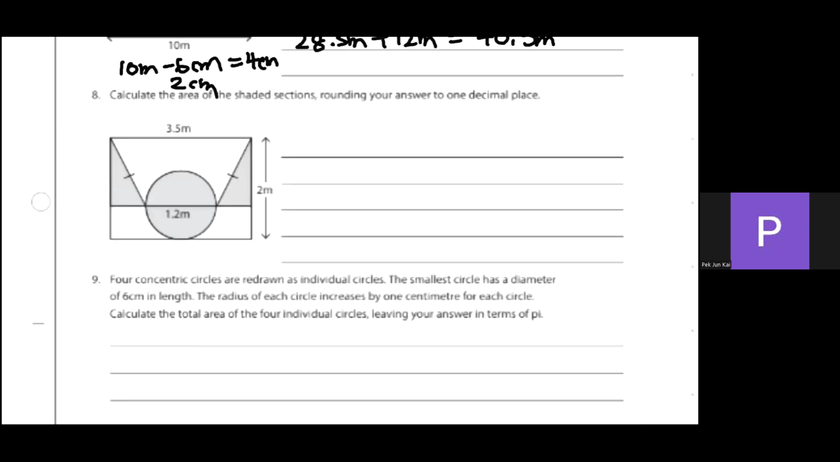Next, we need to calculate the area of the shaded sections of this compound shape. So we can calculate the area of the circle first. 1.2 m divided by 2, we would get 0.6 m. So pi times 0.6 meters times 0.6 meters, we would get 1.1 meters squared.